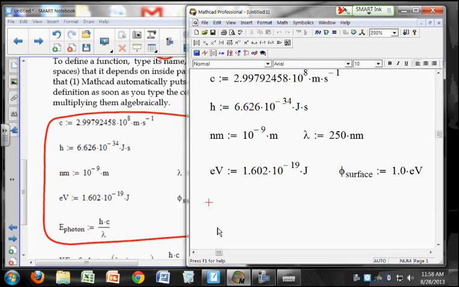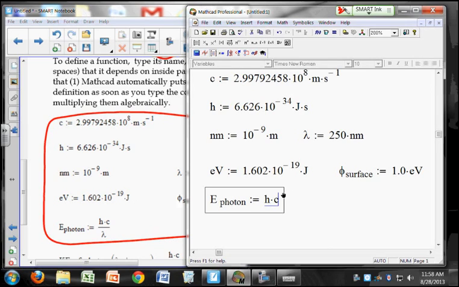Okay, so E photon, how do we do that? E, and to get to the subscript, you press period, and then photon, and then to assign an expression for E photon, you say colon, and then H times C. Now if you press the slash key, that will just divide by C. And it's okay because multiplication and division is commutative, and then you can enter lambda. But if you want H and C to both be in the numerator, for formatting purposes, what you can do is press the space bar.